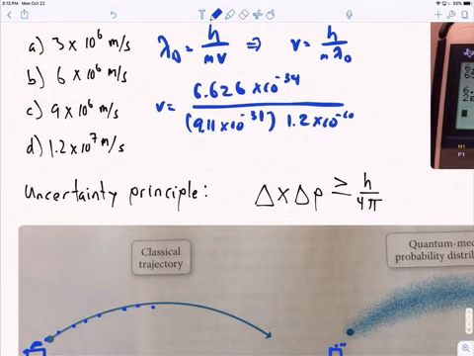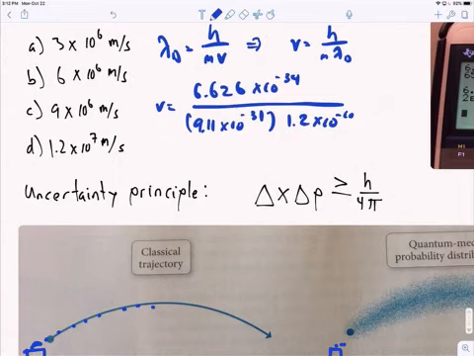There's a character in there called Heisenberg. At least this is his namesake here, the Heisenberg uncertainty principle. So uncertainty principle here, and this is delta x, delta p. x is position, p is momentum. The uncertainty in the position times the uncertainty in the momentum is greater than or equal to h, Planck's constant, over 4 pi. So a couple things in this.